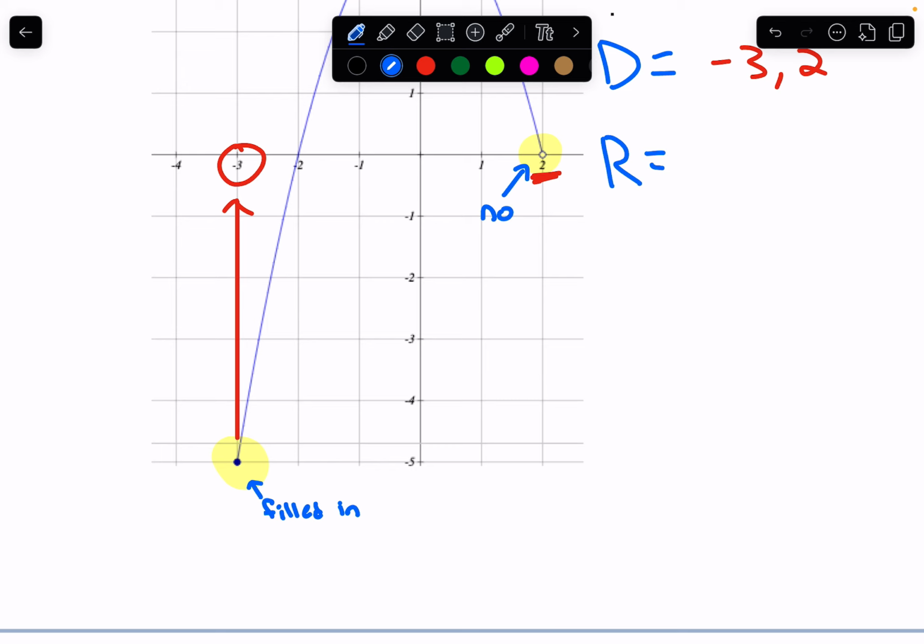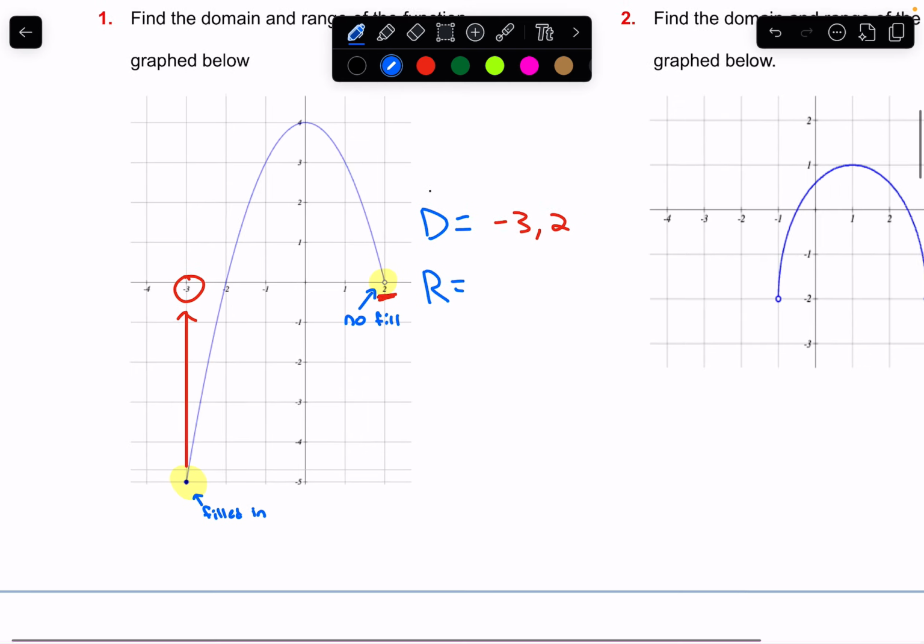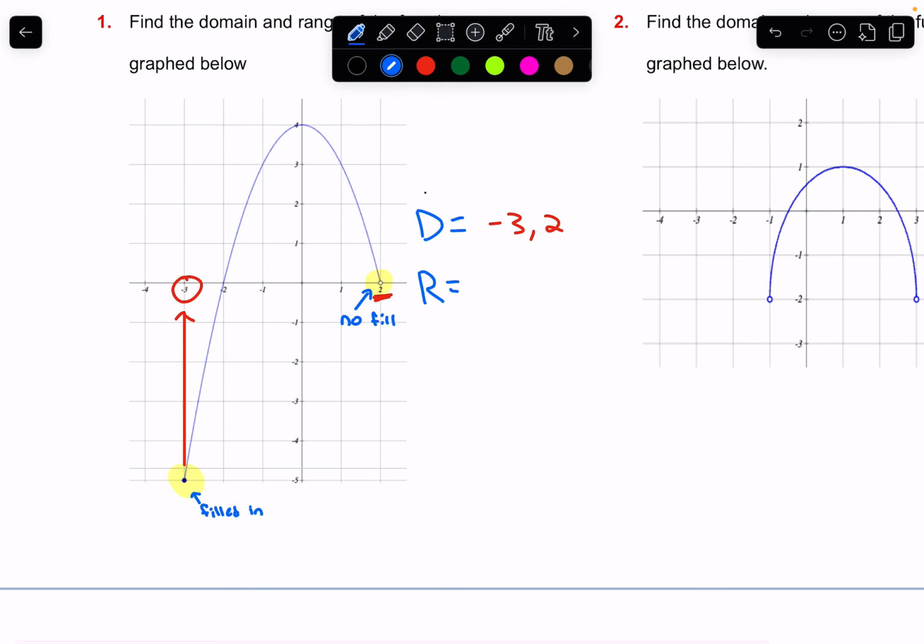Okay, so no fill. That is very important because a filled in dot means that point is there, but an empty dot with no fill means that point is not being used. So on the left side, because it's filled in, we use a bracket on the -3. And that bracket means that we are including the -3 in our interval. On the right side, where we have an open dot with no fill, we're going to use a parenthesis on that 2, because no fill means we don't actually include 2. We include everything up to 2, but not 2 itself. All right, so our domain is -3 to 2 with everything in between.